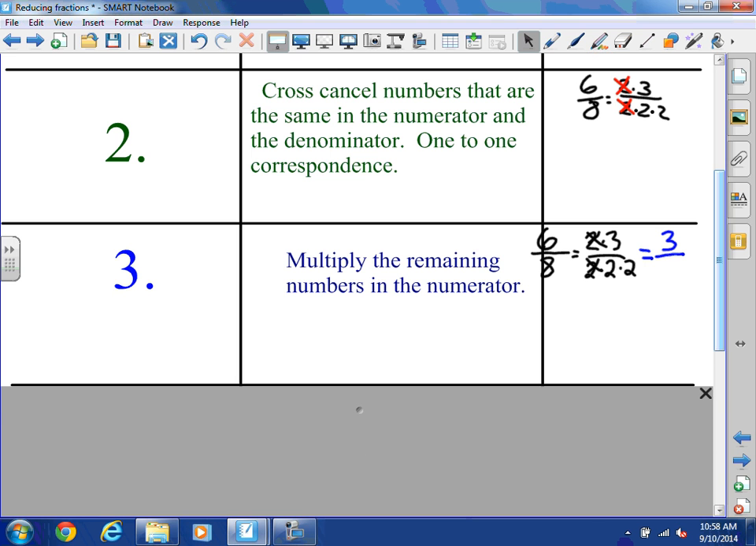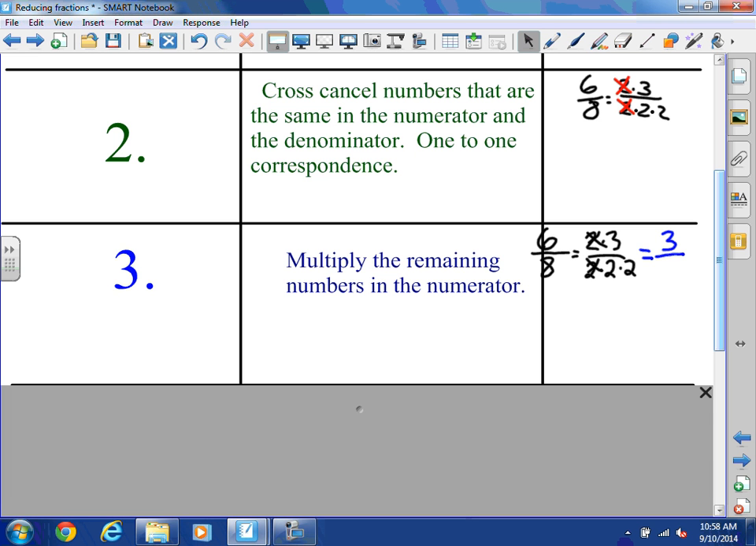Step number 3. It says multiply the remaining numbers in the numerator. When I cross out the 2, the only thing I have left in the numerator is just a 3. So there's really no numbers to multiply there. So 6/8, I cross out the 2 on top and the 2 on the bottom, so I'm left with 3 on the top. So my numerator in this case is a 3.